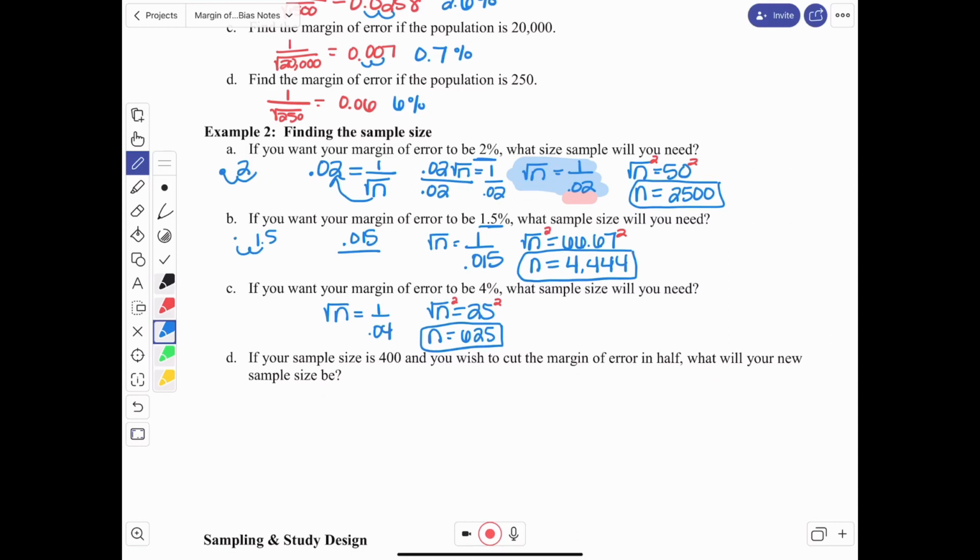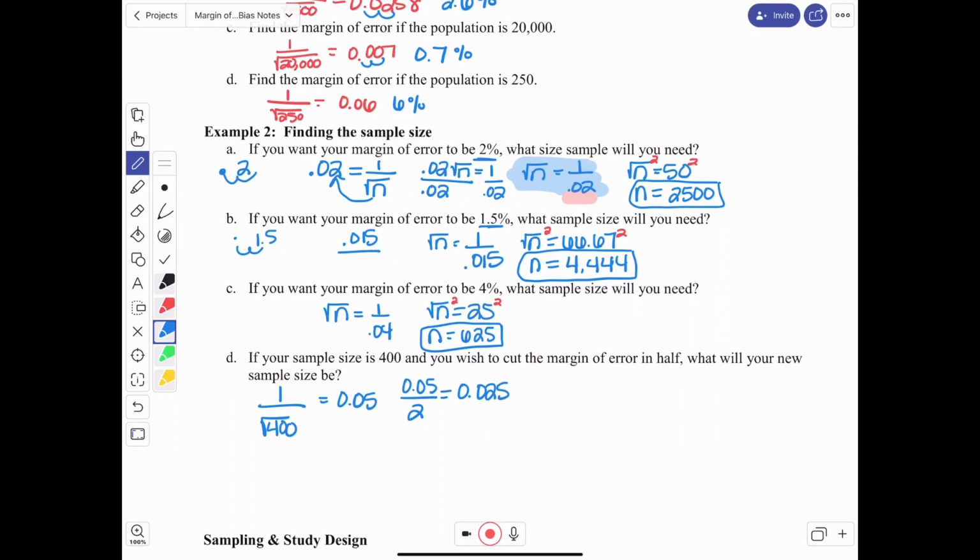Okay, so now if your sample size is 400 and you wish to cut the margin of error in half, what will your new sample size be? Okay, so first of all, let's figure out what the margin of error is when our sample size is 400. So 1 over the square root of 400 is 0.05. Okay, so if we want to cut that in half, let's divide that by 2, and that's going to be 0.025. Okay, so now this is our new margin of error.